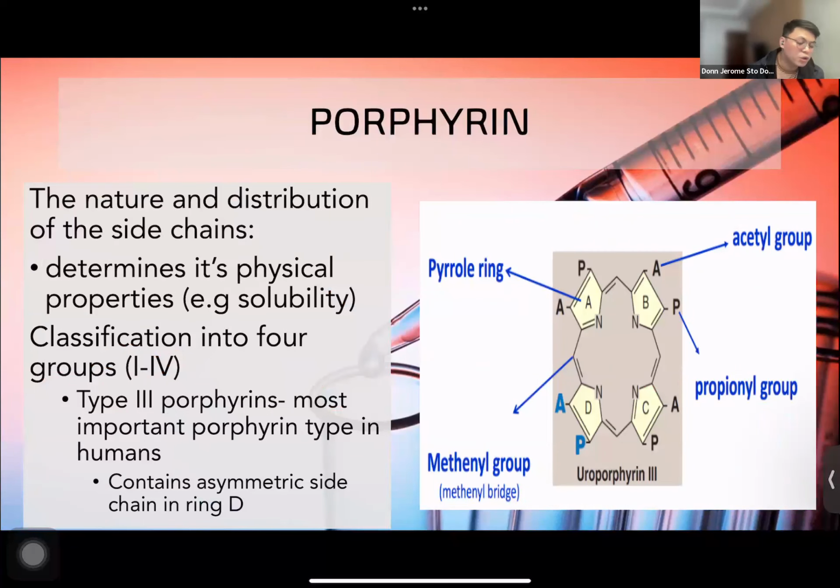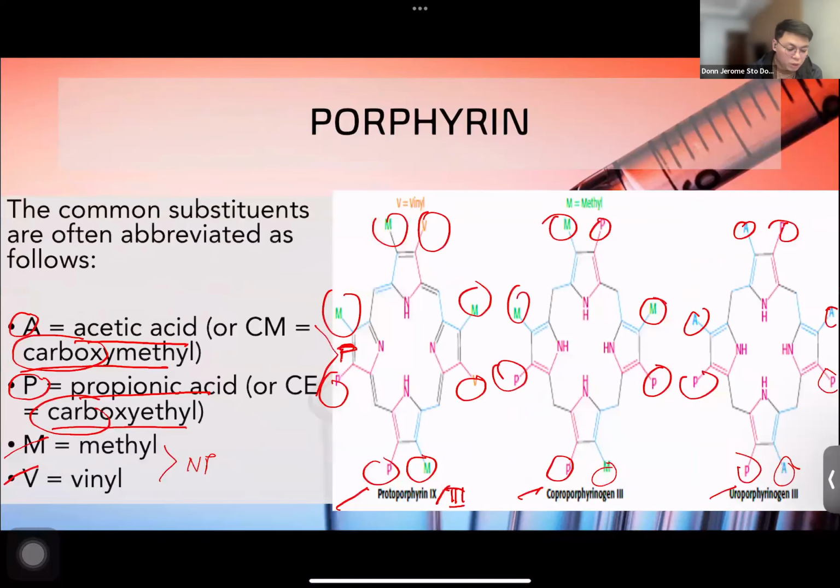So the nature and distribution of the side chains determine its properties, more commonly its solubility, such that the presence of a carboxyl group, a polar side chain, makes the porphyrin water soluble. So if I ask you between uroporphyrinogen and coproporphyrinogen, which is more polar or more water soluble? Which one is more polar?